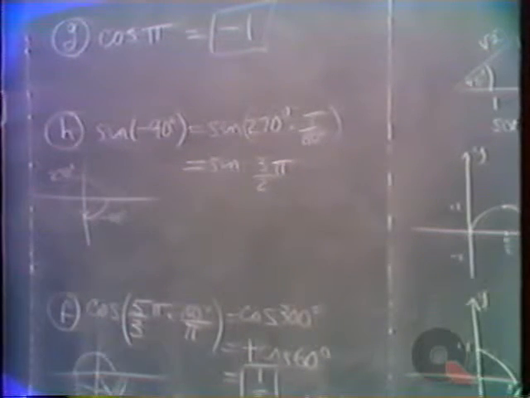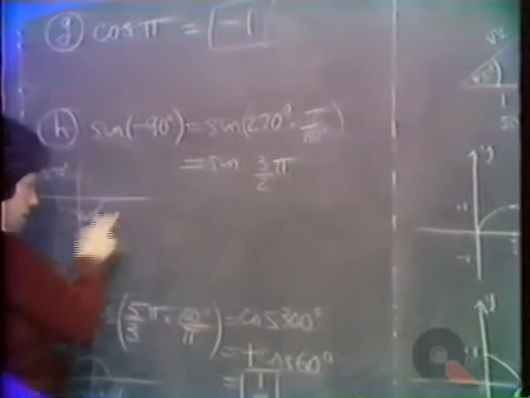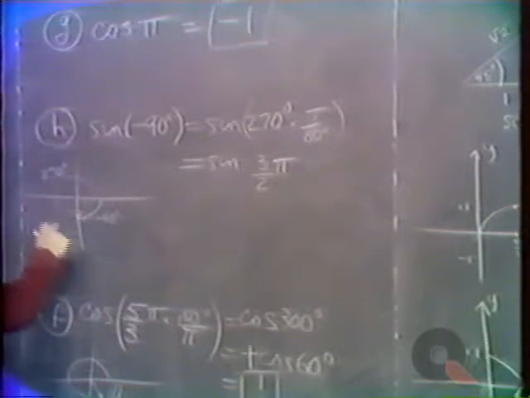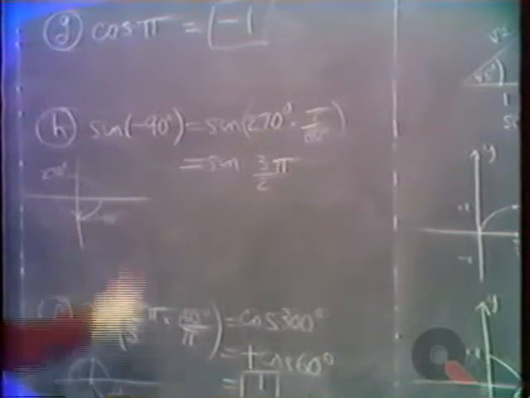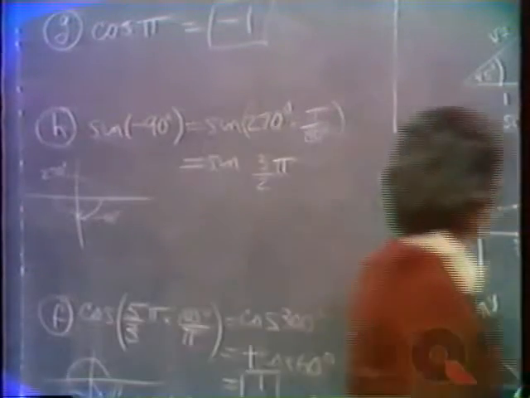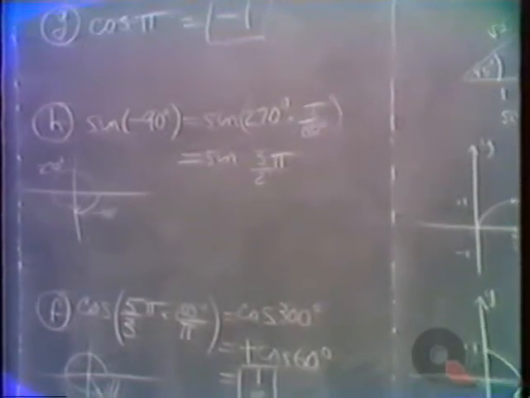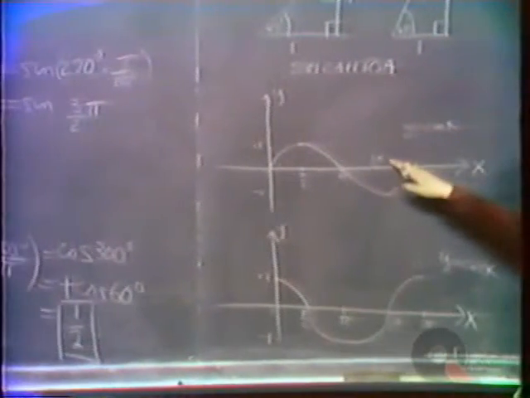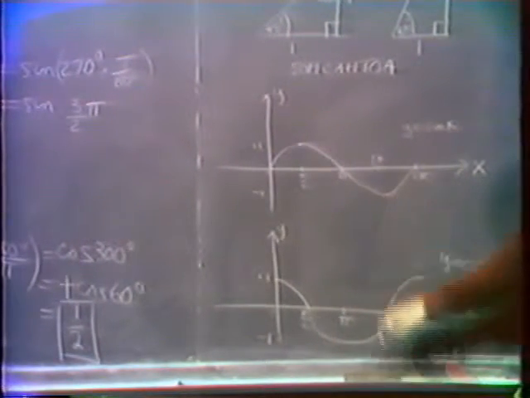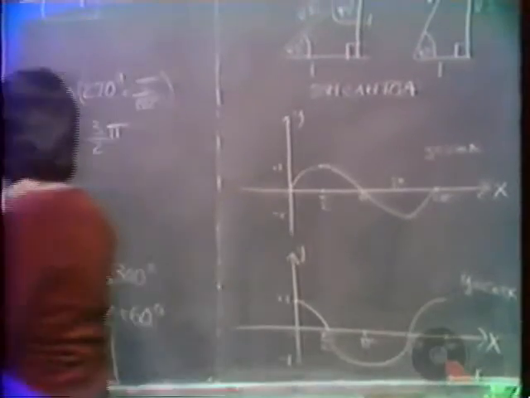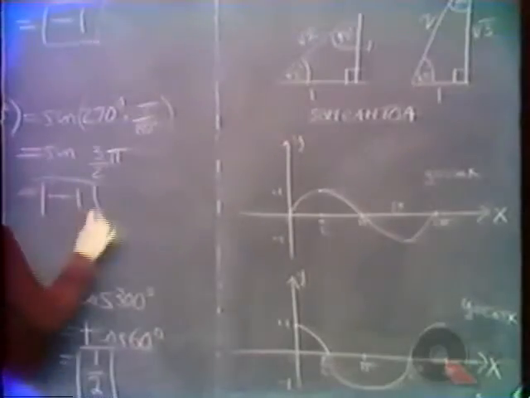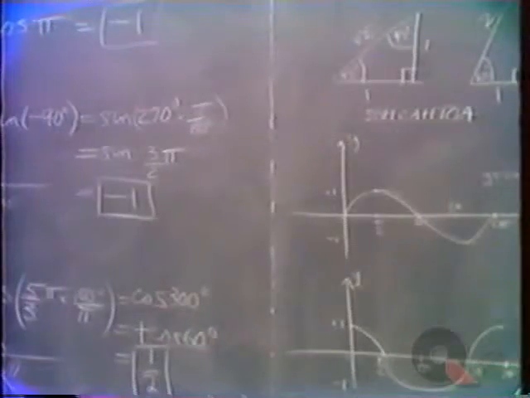So the sine of minus 90 degrees is equivalent to the sine of 270 degrees, the sine of 3/2 pi radians. And looking at the sine graph here, the sine of 3/2 pi is -1. Okay, and that brings us to the end of that problem.